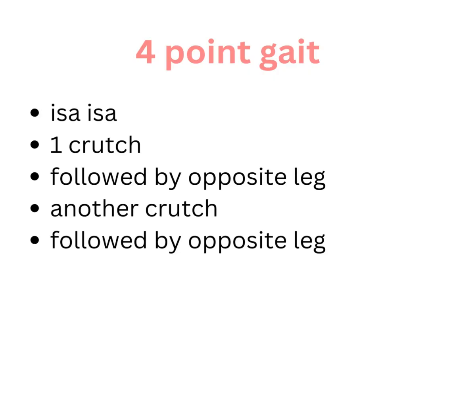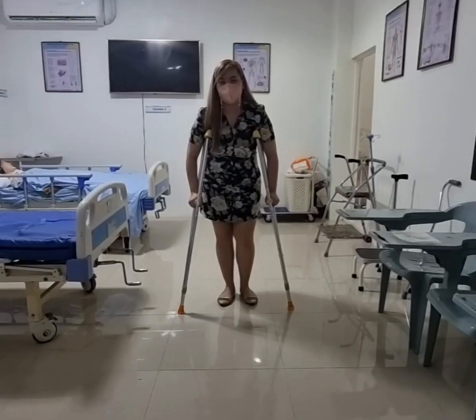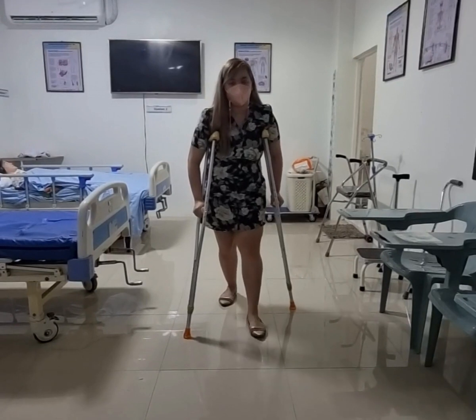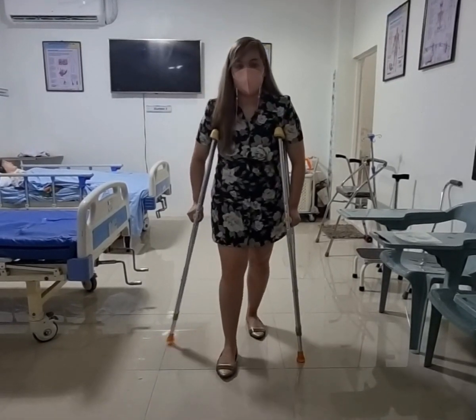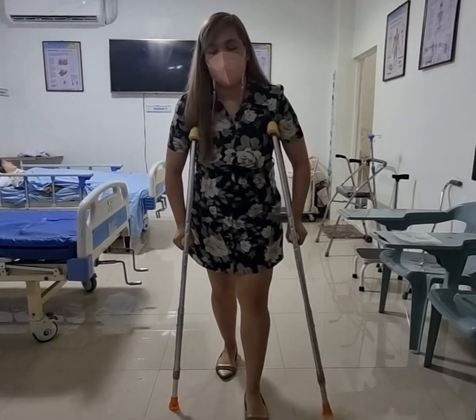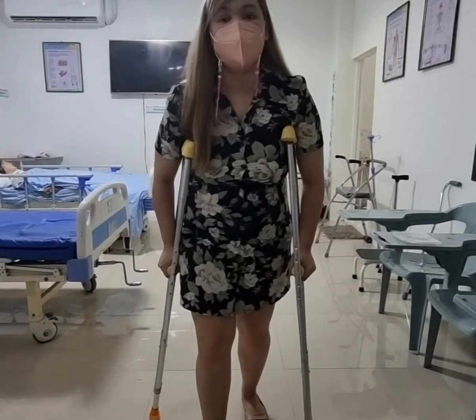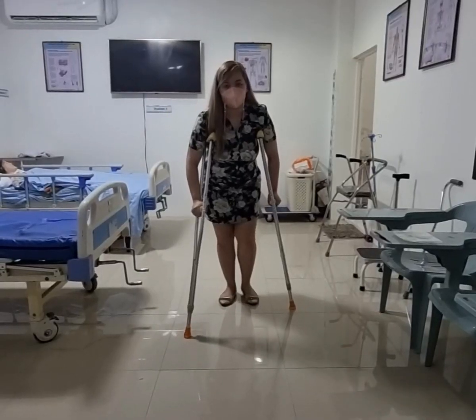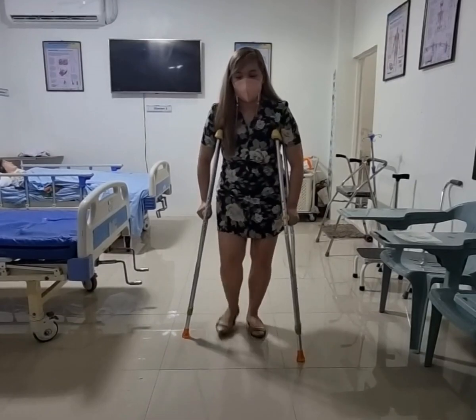Next, 4-point gait or tandaan natin ito as isa-isa. So, yung isang crutch, iuuna mo or i-advance mo muna. Then, followed by the opposite leg, another crutch, and then followed by the opposite leg. So, ito, isang crutch, followed by opposite leg, isang crutch, opposite leg. Yun po, isa-isa.